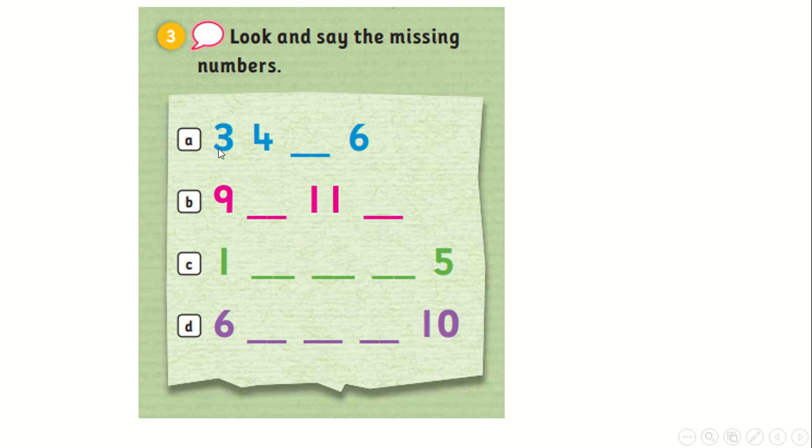Now, we have here 3, 4. What is missing? 5. Very good. So you are going to write here number 5 like this. Then 9, 10. Very good. 11, 12. Here 1, 2. Very good. 3, 4. Then 5. It's already done for you. 6. Then 7. Very good. 8, 9. Then 10. Okay, my students?